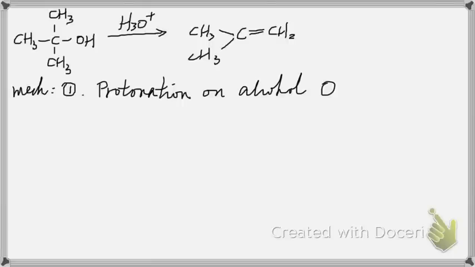Let's take a look at the mechanism of dehydration reaction. So this is the example that we've seen before: dehydration of tert-butyl alcohol to give isobutene, or 2-methylpropene. There are 3 steps in the mechanism. The first step is called protonation on the oxygen of the alcohol.